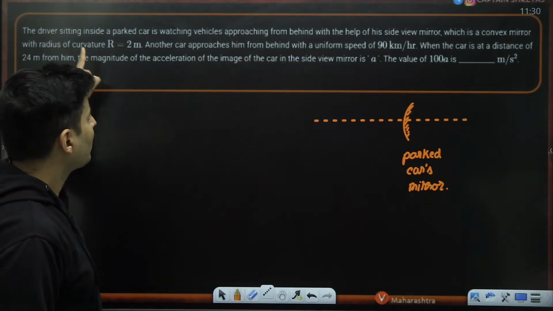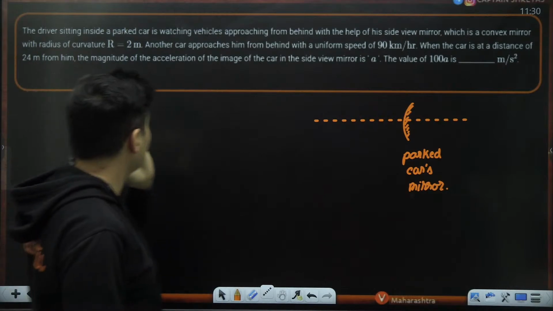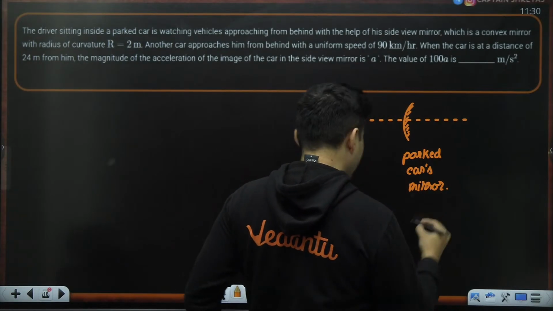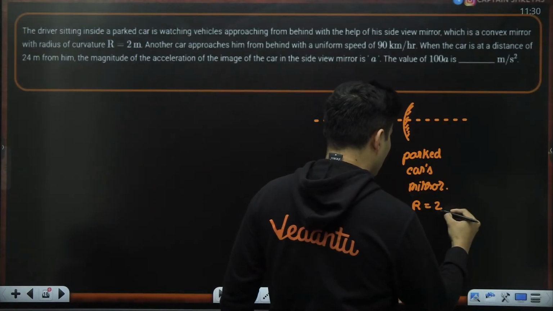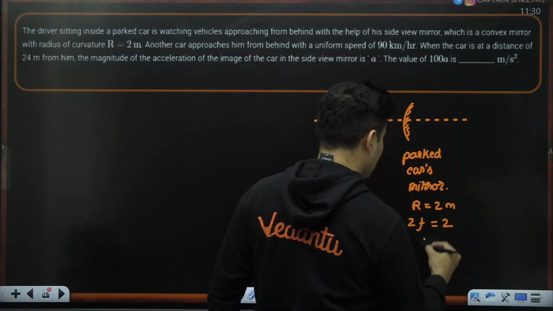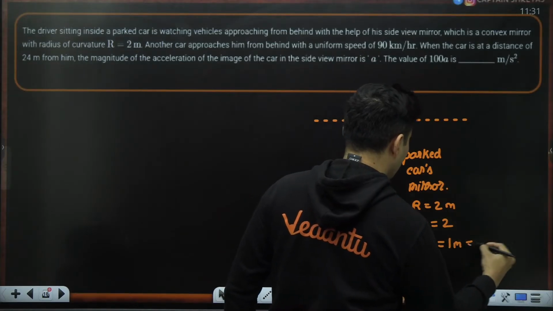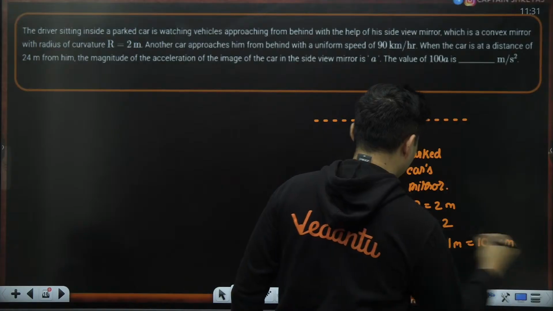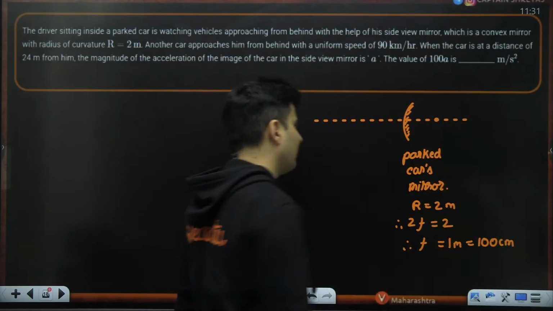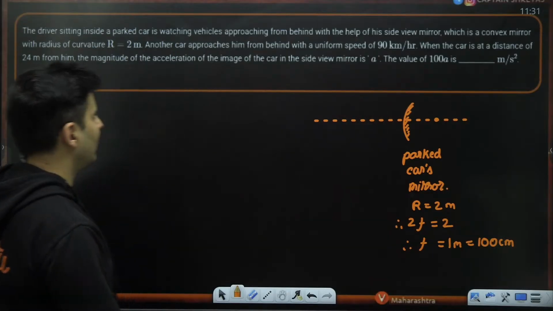So now the radius of curvature is 2 meters. R is nothing but 2 times F, that is 2 meters. So focal length is 1 meter, which is 100 centimeters. And it is going to be positive because it is a convex mirror. So focal length is on that side.